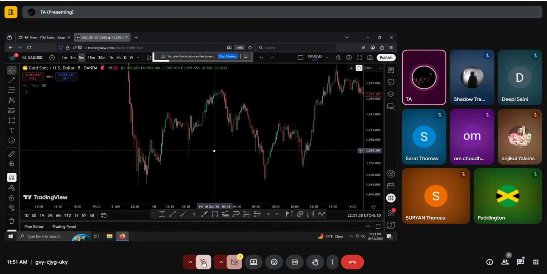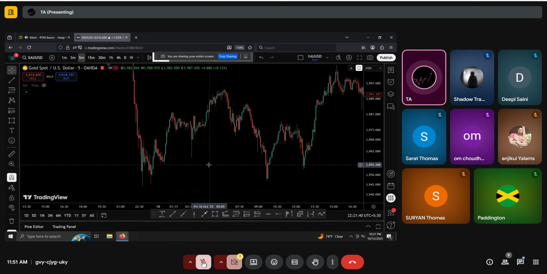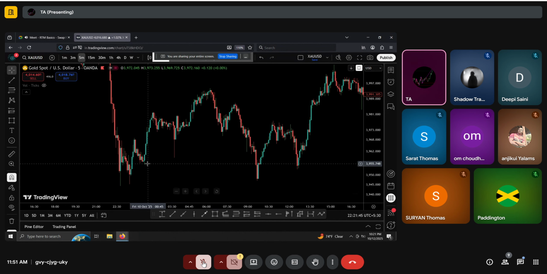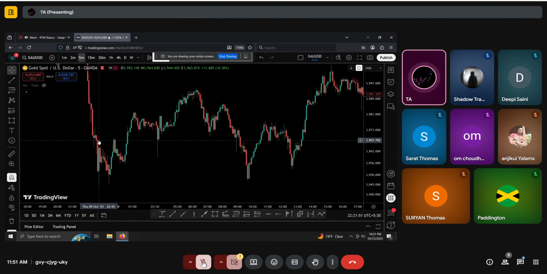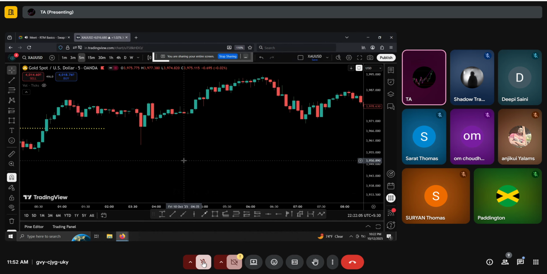Let's see this here. For example, we see the price came here, goes up here, came down here. So here we see the resistance. Here we have resistance, right? Here was a resistance level. Do you see this clearly or not?